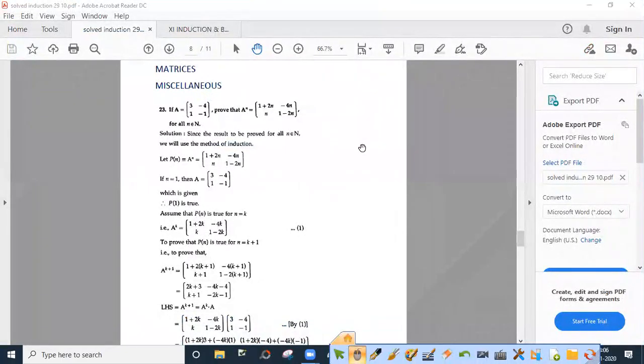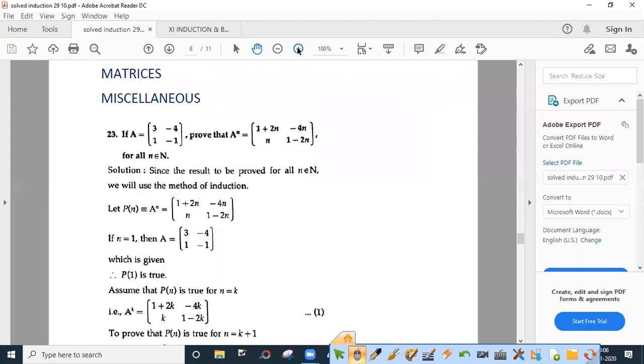Actually, we will be discussing two sums from the topic matrices, miscellaneous exercise. We could not do these two sums at that time because as you know that method of induction is required for this. Now we have discussed method of induction, so we are in a position to discuss the solution. If A is 3, minus 4, 1, minus 1, prove that A raised to n is 1 plus 2n, minus 4n, n, 1 minus 2n for all n belonging to N.